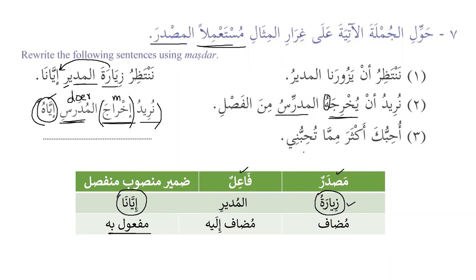Uhibbuka akthara mimma tuhibbuni. I like you more than you like me. Okay. Habba. This is basically ahabba yuhibbu ihbaban. However, in Arabic, the masdar that is used is hubbun. Instead of ihbab, the most common masdar that is used in the Quran or in Arabic is hubbun and also mahabbatun. Hubbun is the most common one. Okay, uhibbuka akthara mimma tuhibbuni. I like you more than you like me.